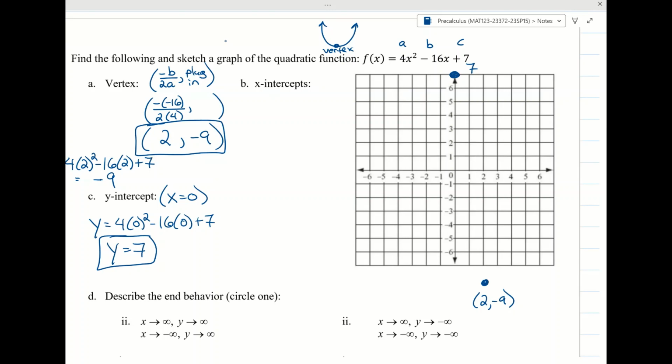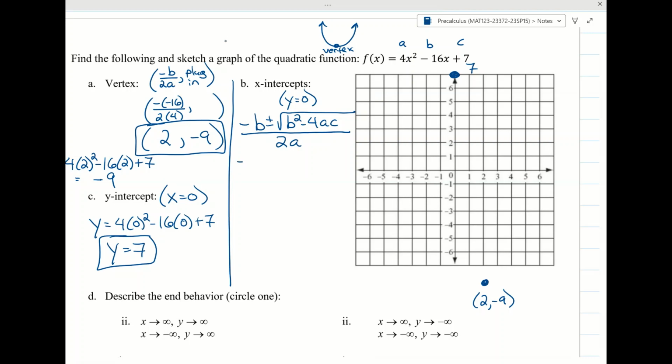And then we have to get the x-intercepts. Probably the easiest way to get the x-intercepts is, when y is equal to 0, we could just use the quadratic formula. And we'll just plug in our numbers, we'll simplify it, and we'll see what it comes out to.